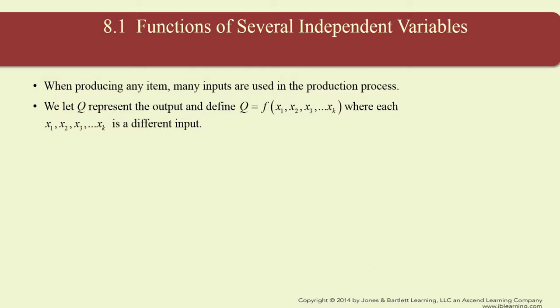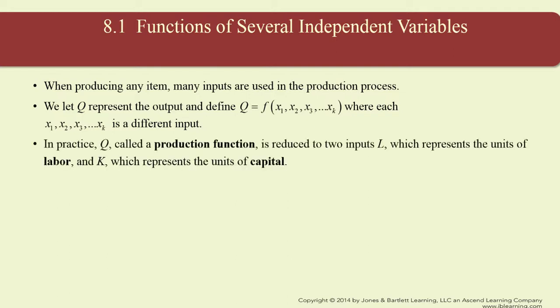There are a lot of inputs that go into making an item. You need materials. You need electricity. You probably need a heating source. You need a building. You either own the building or you're renting it. You have to have insurance on the building. You need employees, and you have to pay employees. I've just rattled off a lot of inputs. In practice, econ folks call Q a production function. And since there are so many inputs, they collapse all these inputs down to just 2.